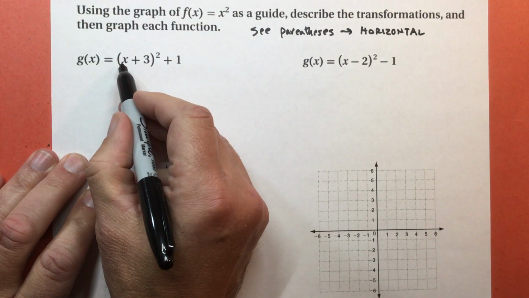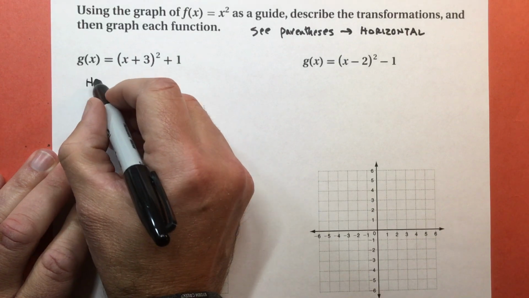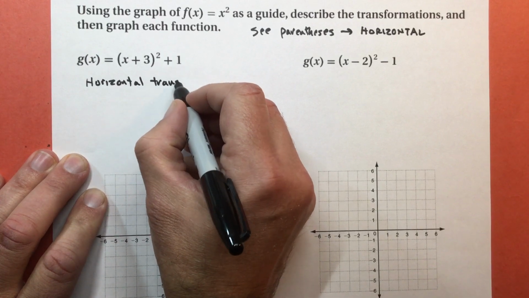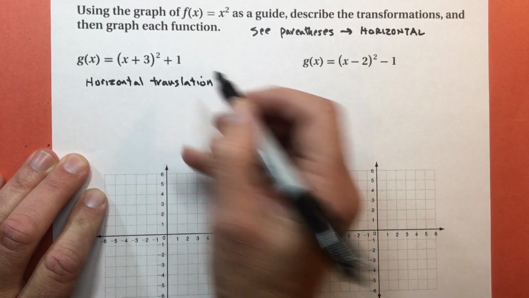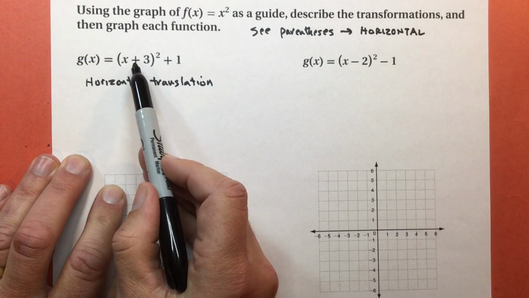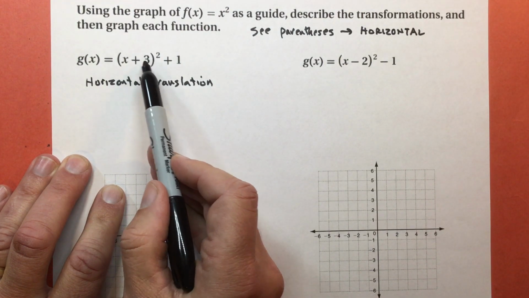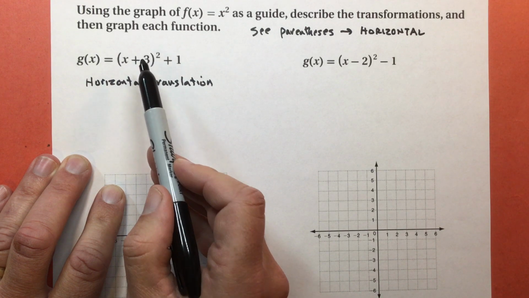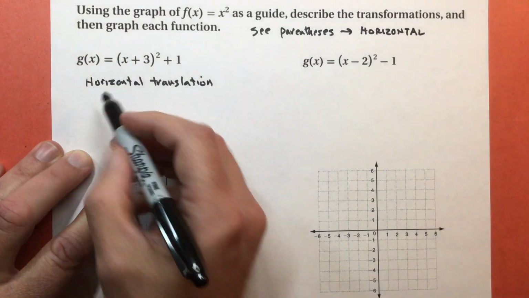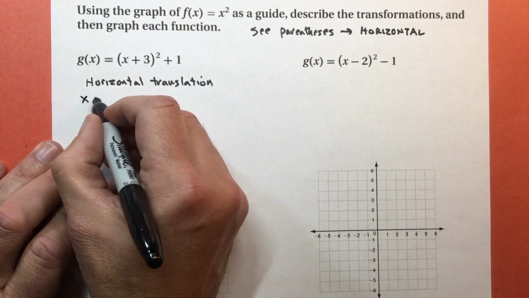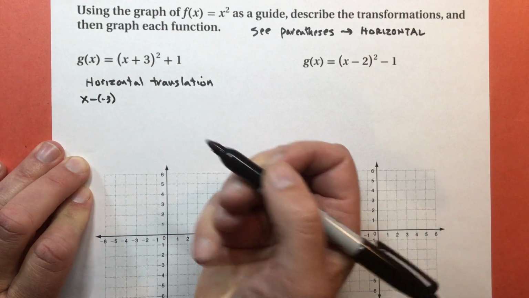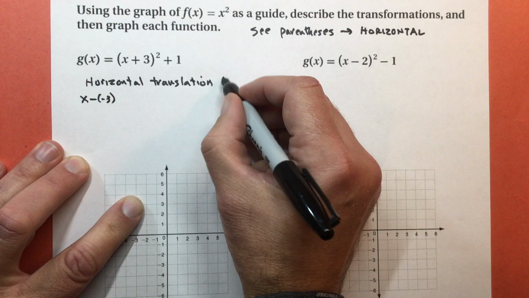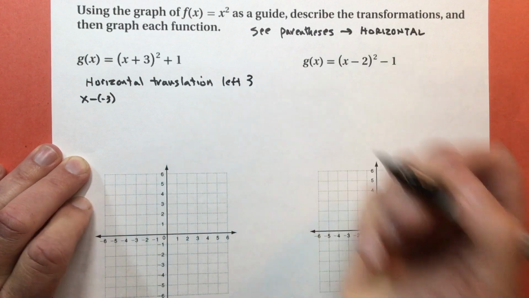So first, I got to figure out what the x plus 3 means. This is a horizontal translation. Now, what do I subtract? Because remember, it's x subtract h. What do I subtract that looks like adding 3? If I subtract negative 3, so like if I do x subtract negative 3, that's going to look like x plus 3. So it's a horizontal translation to the left 3.